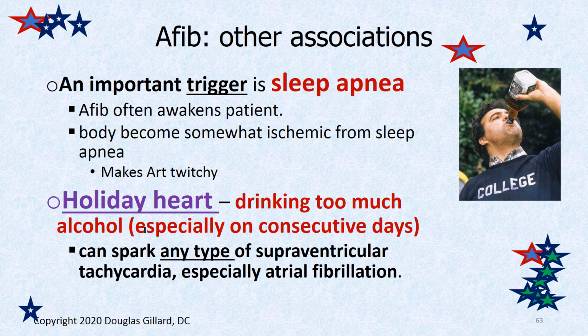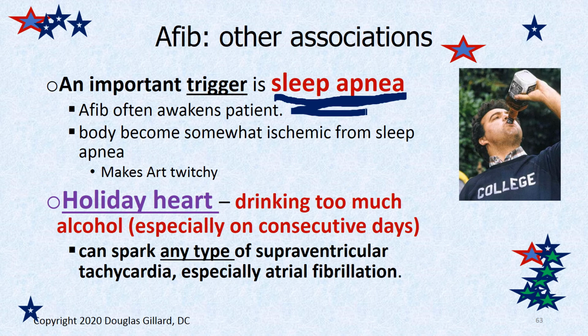Some other associations, sleep apnea. We're learning a lot about sleep apnea and the trouble it can cause. So AFib, if you're snoring and you're not getting good oxygenation at night, all your tissue becomes a little ischemic. It doesn't have to be full-blown ischemic, but it can make the heart twitchy, right? If the heart becomes a little ischemic, it gets twitchy, and you can set off an atrial fibrillation, and oftentimes it wakes the person up in the middle of the night.